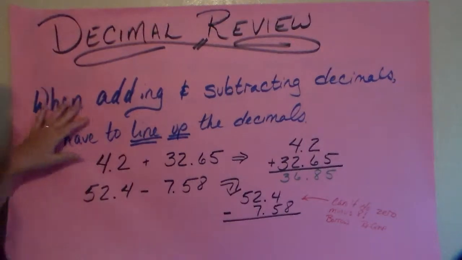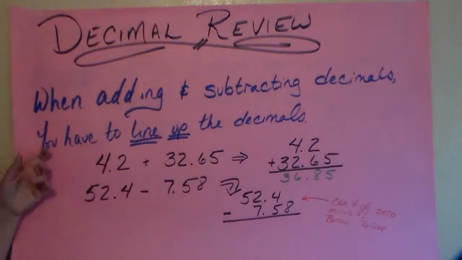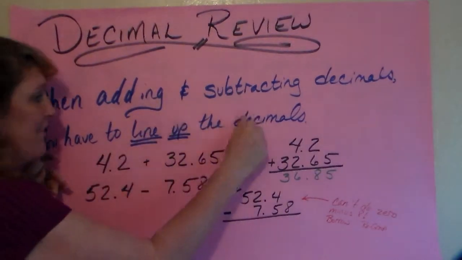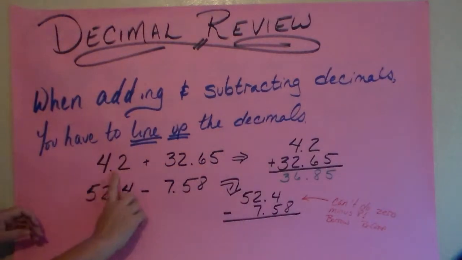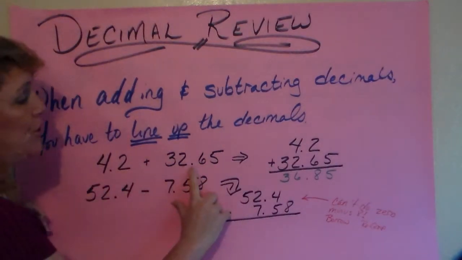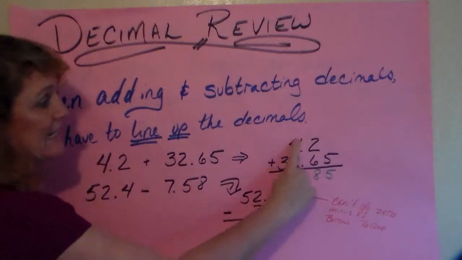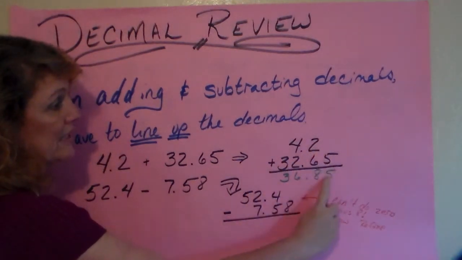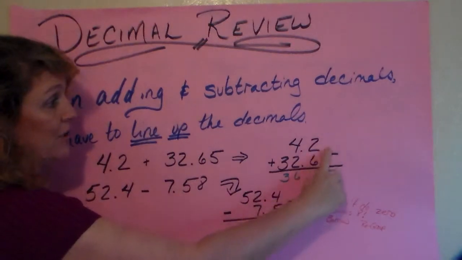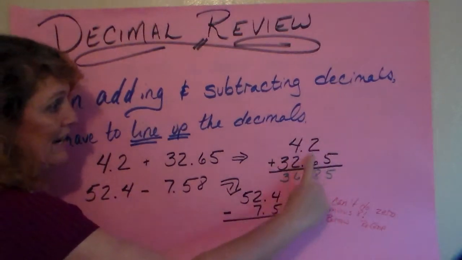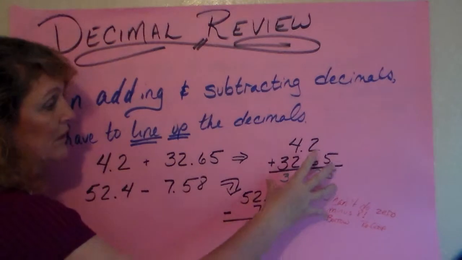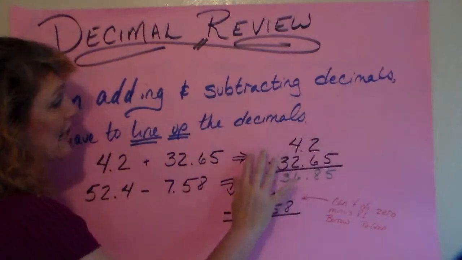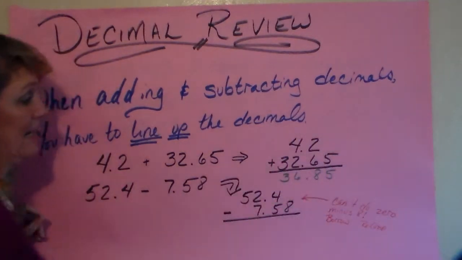When you are adding and subtracting decimals, you have to line up the decimals. Have to. So 4.2 plus 32.65 is going to get set up like this, where the decimals are lined up. Notice when you're adding, you can add a 0 plus a 5 and all of that. And if you end up needing to regroup and stuff, it's all lined up like this.